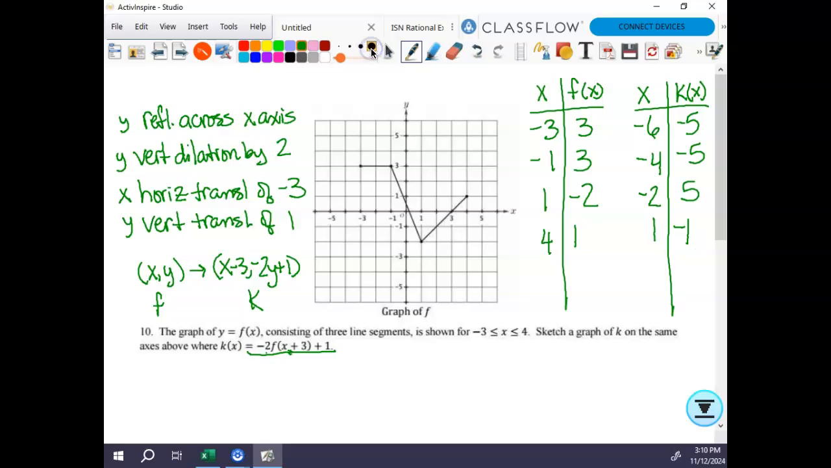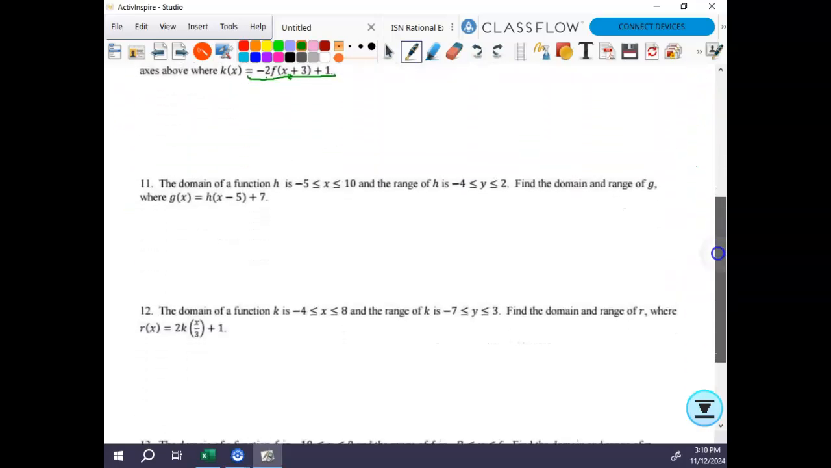Okay, then I can plot those points. -6, -5, -4, -5, -2, 5, and 1, -1. Okay, so then I'm going to connect the dots. Oof, pretend like that's straight. It's hard to do on this board. And it looks something like that. Alrighty. Number 11.